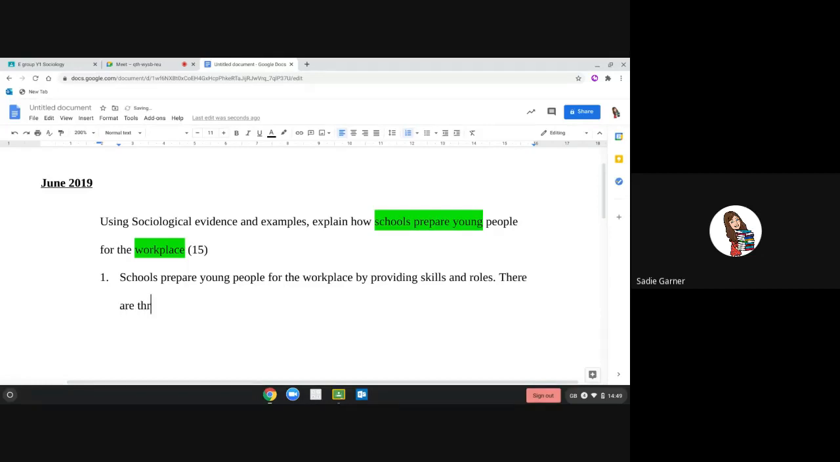There are three functions in education: socialization, providing skills and qualifications, and allocating roles in the workplace due to ability. There's three functions in education: socialization, providing skills and qualifications, and allocating roles in the workplace due to ability.